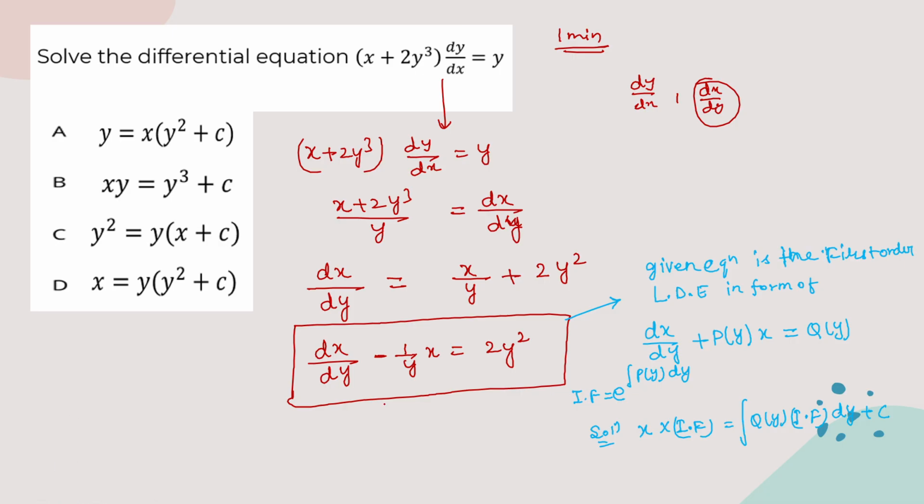So that's it. You have to implement this part and you'll get the answer. So let's go to the next page quickly. If I compare here directly, can I say that P(y) is nothing but minus 1 by y and Q(y) is nothing but 2y²? Okay, so let's go to the next page.